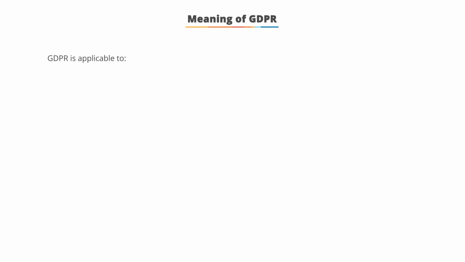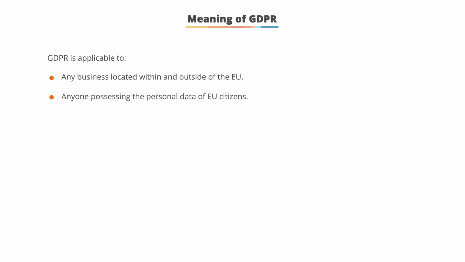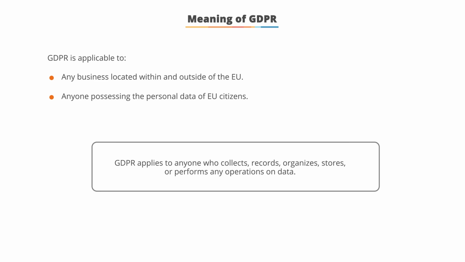To make this clear, GDPR applies to any business located in the EU or outside of the EU. If you have any data on EU citizens, or if you email anyone within the EU, even if you are in a country outside of any European Union countries, this still applies to you. This applies to anyone who collects data, such as subscriber data, records, organizes, or stores any of that data, and performs any operations on that data.